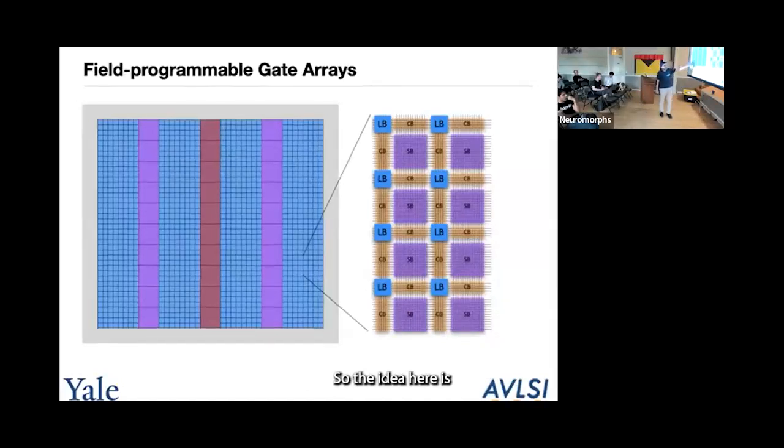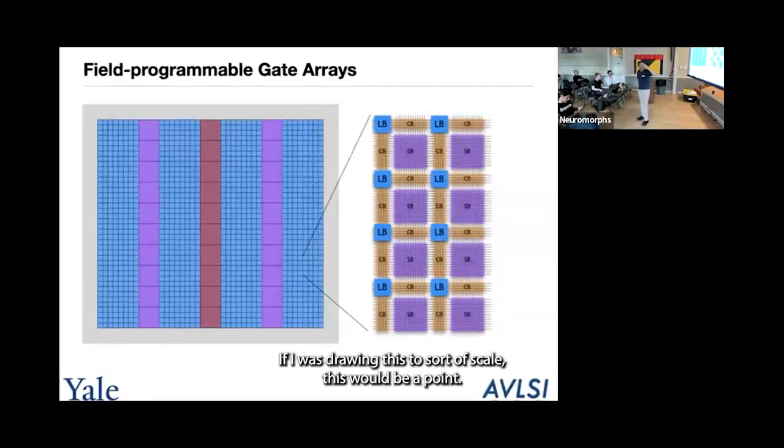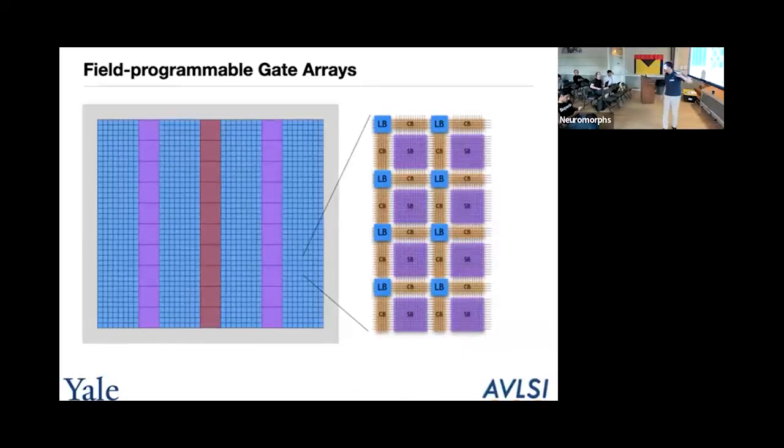So the idea is you've got an array, you've got some logic which is programmable here. I've written it as LB for logic block. You've got a connection, and then you've got this wiring grid. This is, by the way, not to scale at all. If I were drawing this to scale, this would be a point. The logic is basically epsilon of the area. But in spite of that, we can fit hundreds of millions of logic gates in a single FPGA.